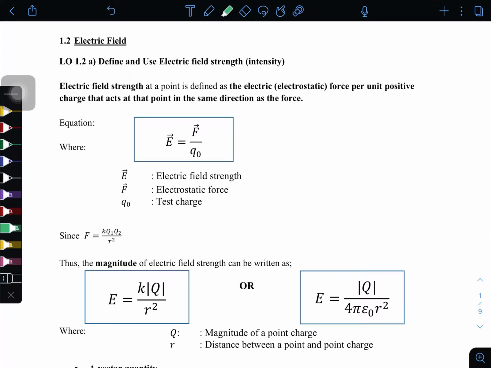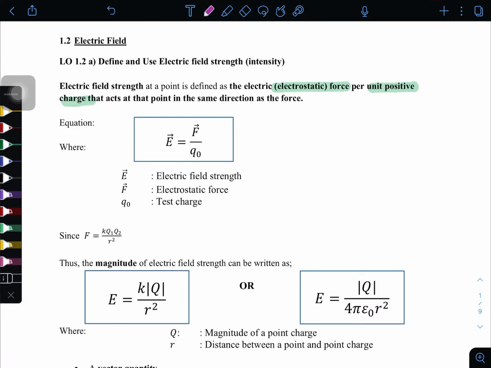So for today's topic is 1.2, which is electric field. The first learning objective, 1.2a, you have to know how to define and use electric field strength, also known as electric field intensity. Okay, so let's look at the definition. Electric field strength at a point is defined as the electric or electrostatic force per unit positive charge that acts at that point in the same direction as the force. So it mentioned here, it is the electrostatic force per unit positive charge.